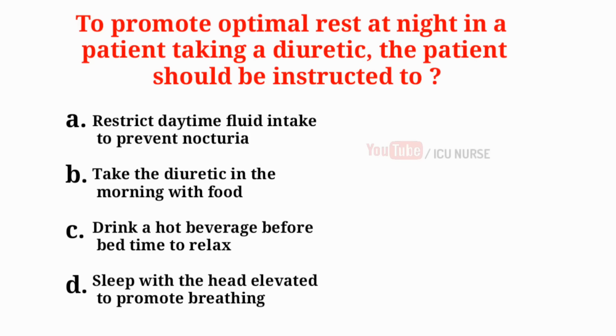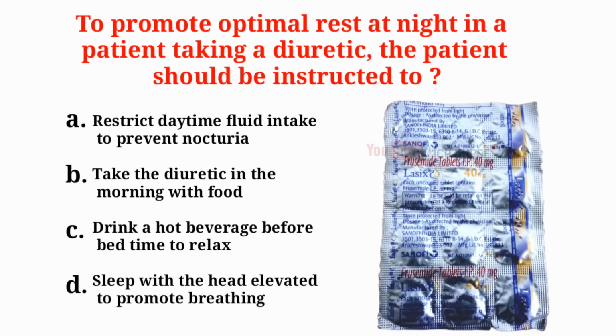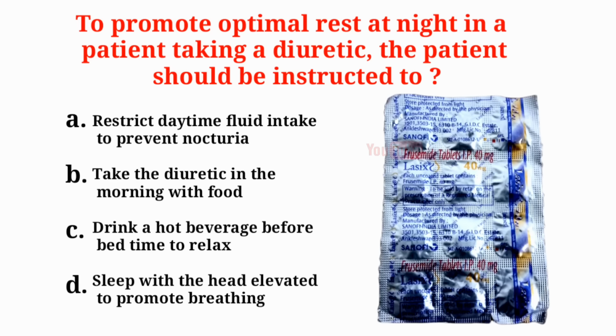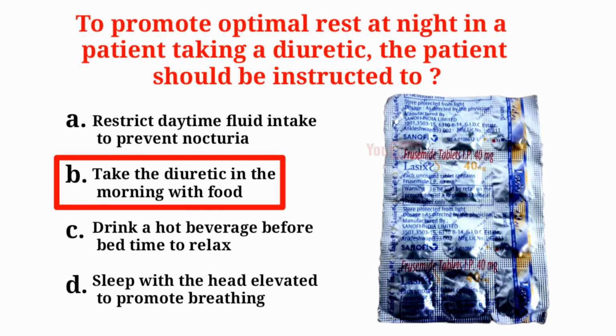To promote optimal rest at night in a patient taking a diuretic, the patient should be instructed to A. Restrict daytime fluid intake to prevent nocturia, B. Take the diuretic in the morning with food, C. Drink a hot beverage before bedtime to relax, D. Sleep with the head elevated to promote breathing. And the correct answer is B. Take the diuretic in the morning with food.